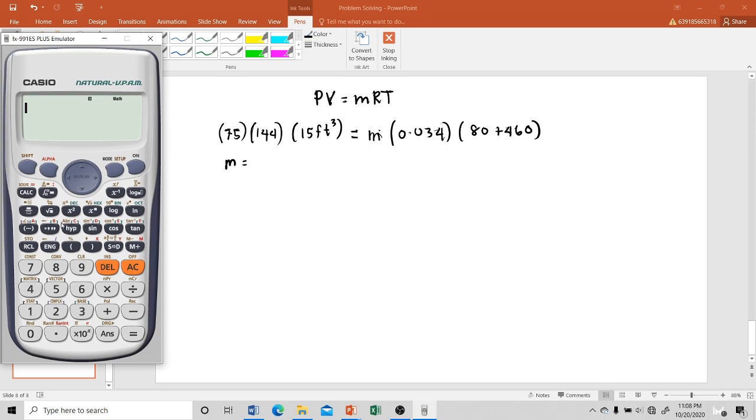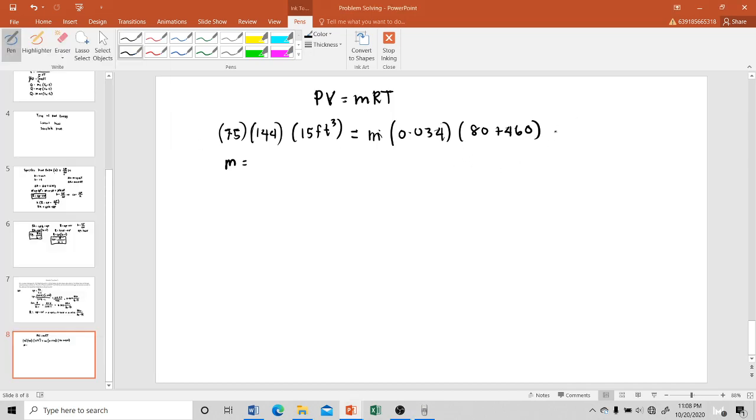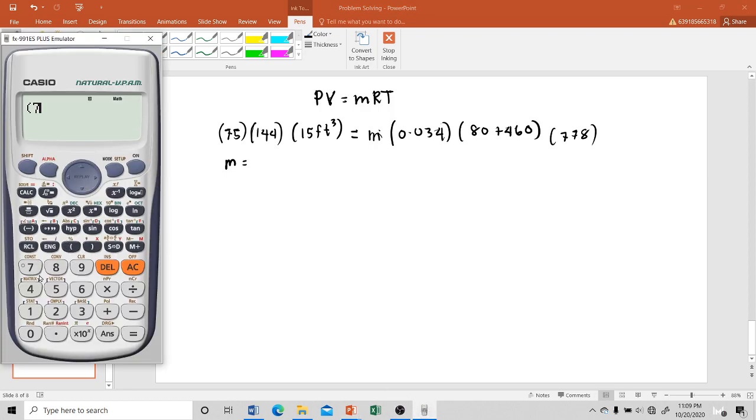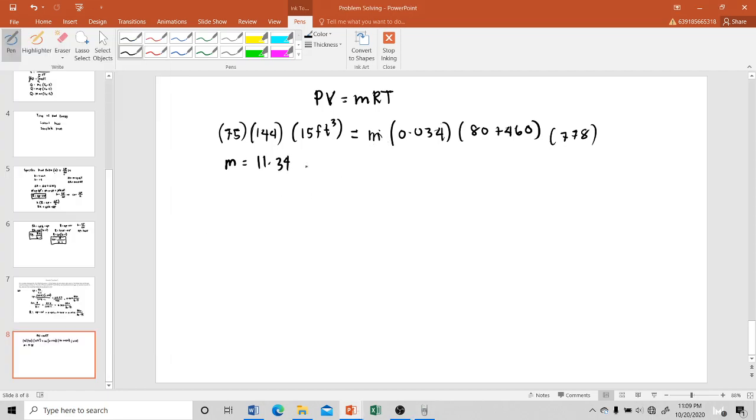Here, where we used 0.034, R should be in foot-pounds, so we multiply it back by 778. So 75 times 144 times 15, over 0.034 times 80 plus 460 times 778. We have the mass of 11.34 pounds mass.